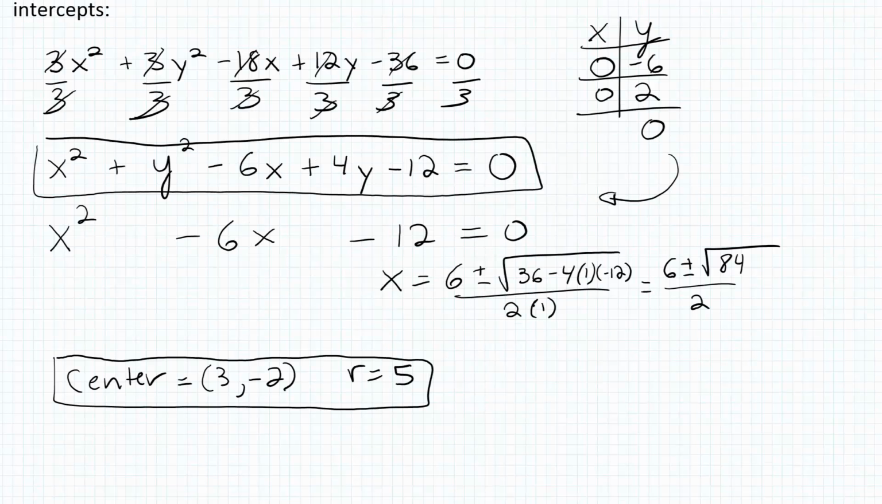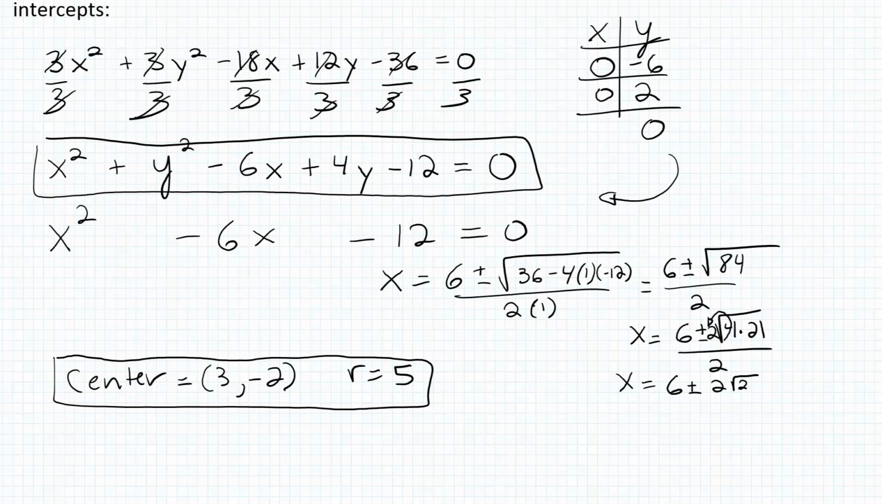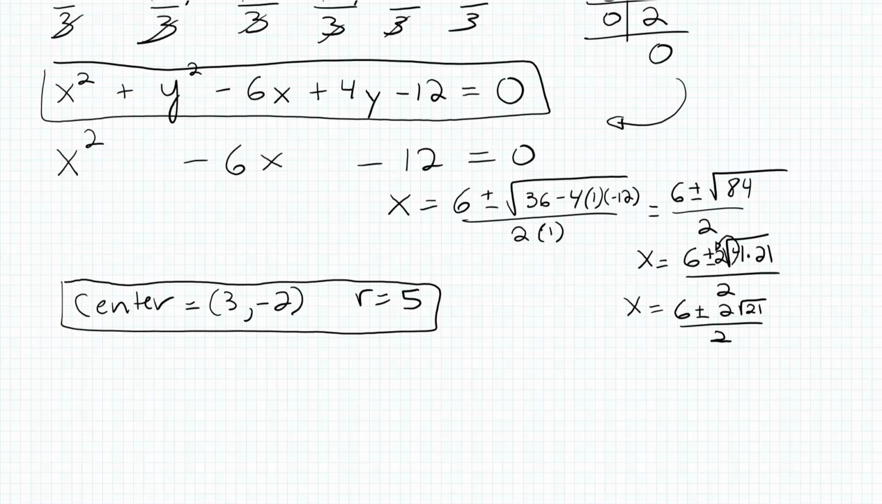From here, we can say that 84 is the same as what? 4 times 21, right? So we'll have 6 plus or minus the square root of 4 times 21 all over 2. And the reason why we wanted to do that is because then the 4 can come out here as a 2, right? So we'll end up having that x is equal to 6 plus or minus 2 square roots of 21 over 2. And then finally, you can clean that up a little bit by dividing everything by 2 here. So you end up getting that x is equal to 2 goes into 6 3 times, plus or minus the square root of 21.